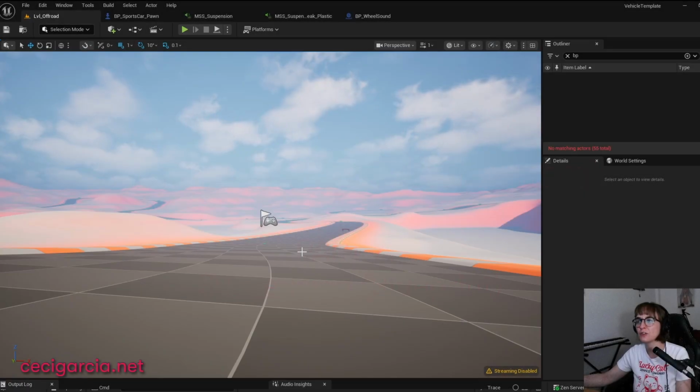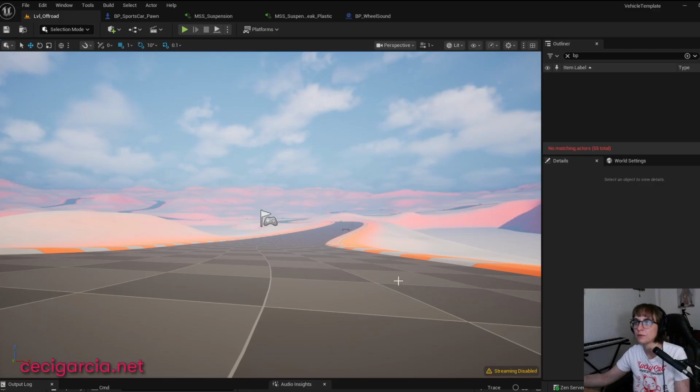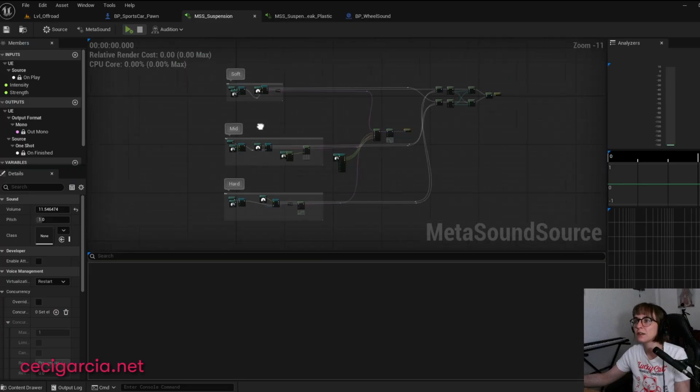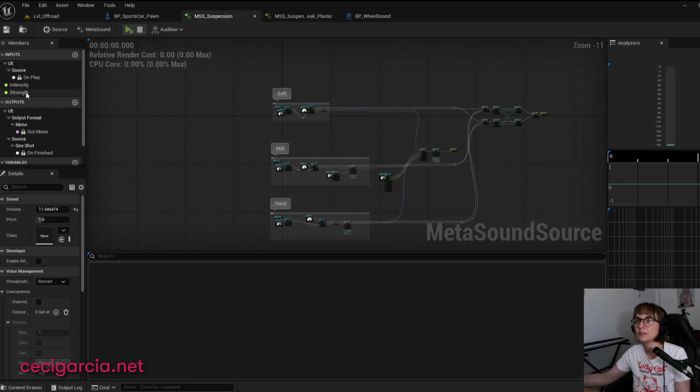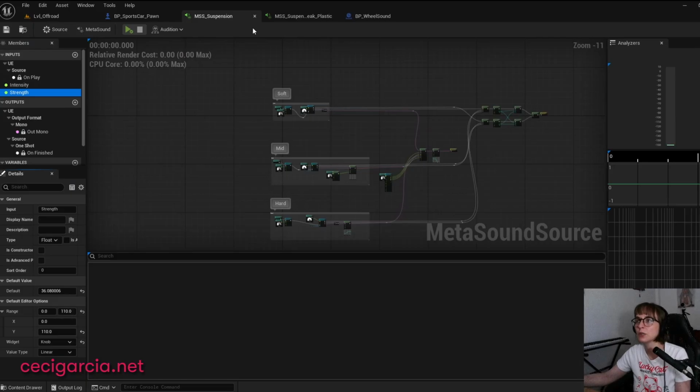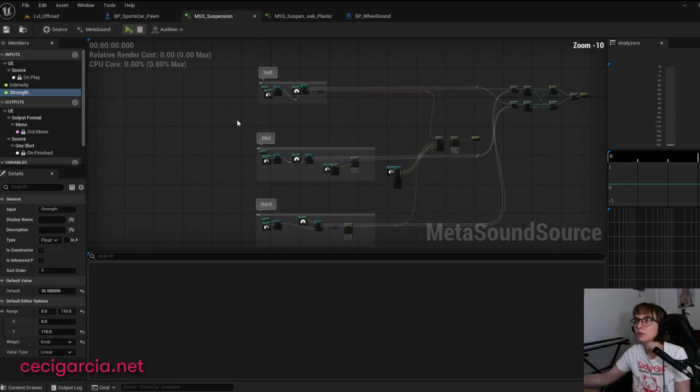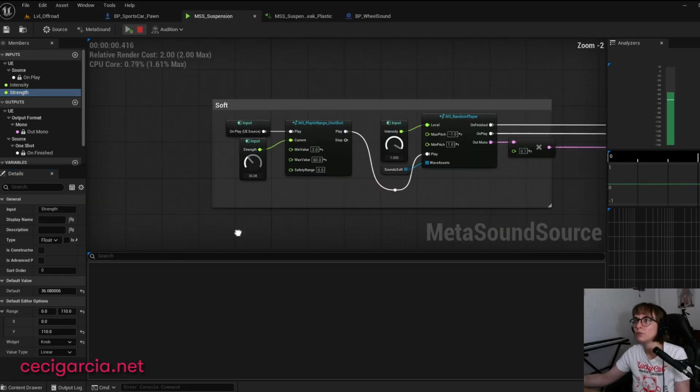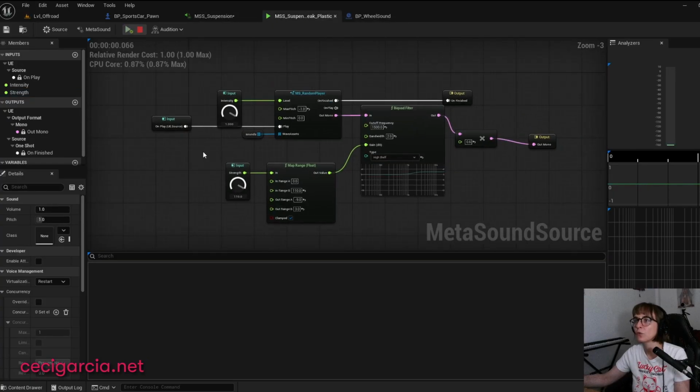Hello, today I will show you how I made the blueprint for the suspension sounds for this vehicle template project from Unreal Engine. In a previous video, I showed the MetaSounds, which have intensity and strength float inputs. There are two: this one is like the impacts, or this is softer, and the more squeak.